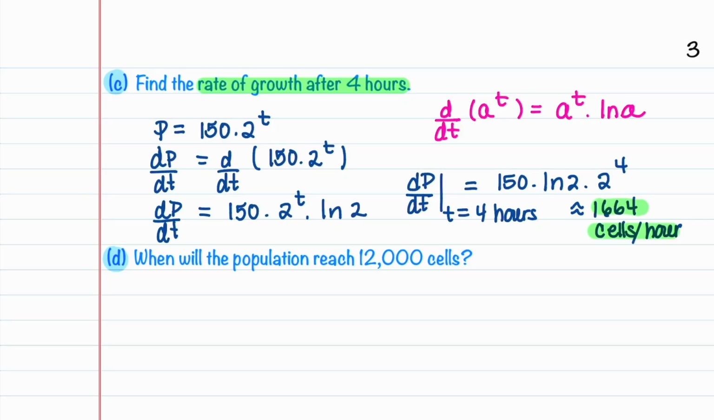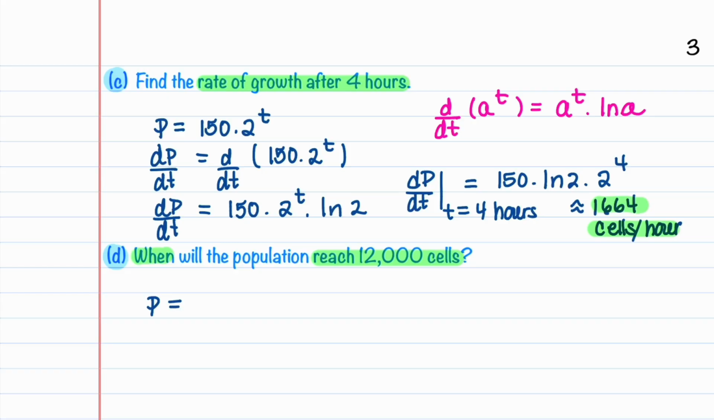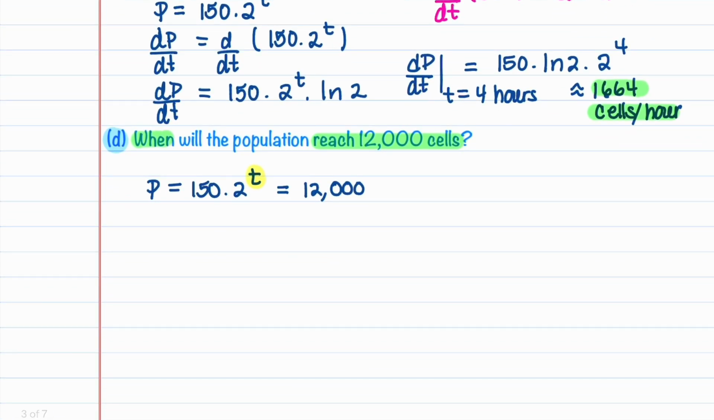For this part, we want to find when will the population reach 12,000 cells. Whenever you see the word when, that means we are going to be solving for time t. Our population of bacteria is 150 times 2 to the t, and we want to see when this is going to equal 12,000 cells. So we are going to be solving for t. Let's first go ahead and divide by 150. So we have 2 to the t is 12,000 divided by 150, and that is actually 80.